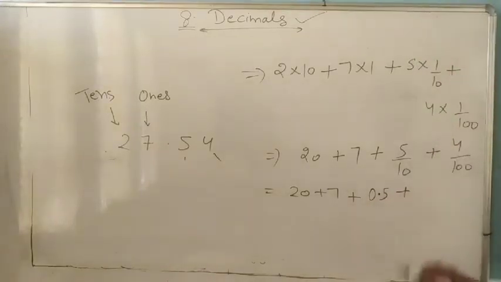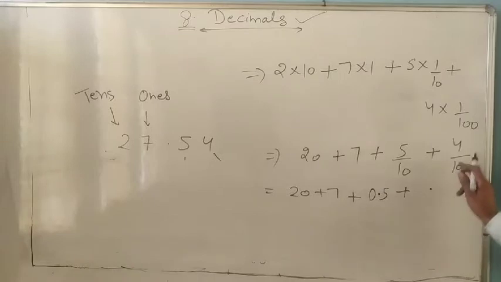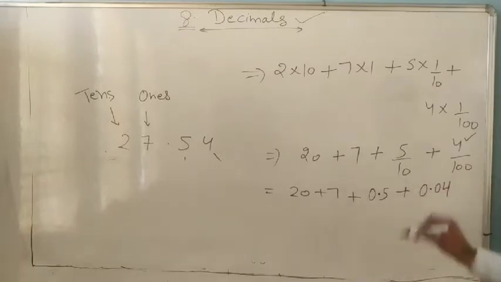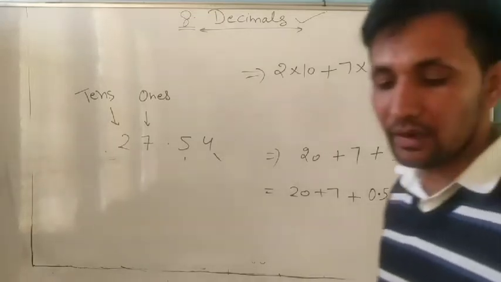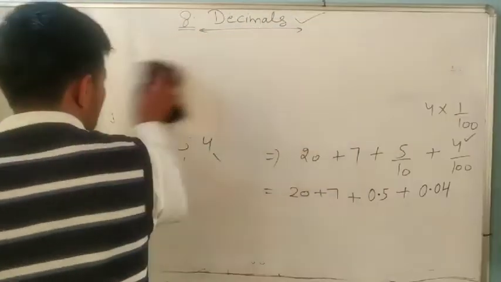How many 0 in denominator? There is how many 0? 2 0. So after decimal there are 2 digits. But here is only 1 digit. So first we write 0 and then we will write 4. 0.04. We can write like this. Okay. So always remember one thing.